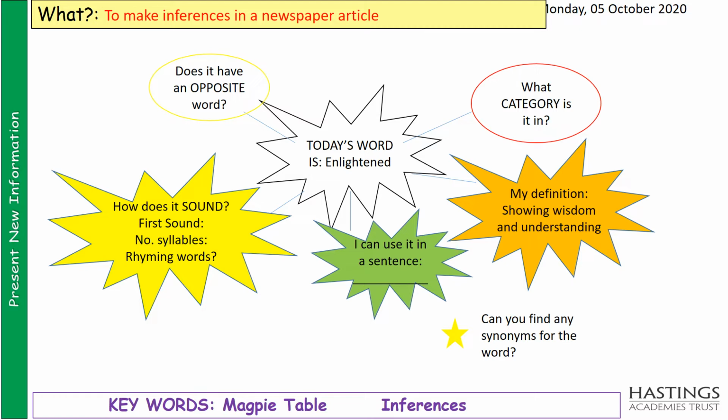So what I want you to do is to go around to do your word of the day mind map. So give us an example sentence. Try and think of an opposite word if it has one, and what kind of category it's in. So is it a noun? Is it an adjective? Is it a verb? Your challenge is to try and find any synonyms that you can. So a synonym is a word that means the same thing. So can you think of another word that means the same thing that enlightened means?